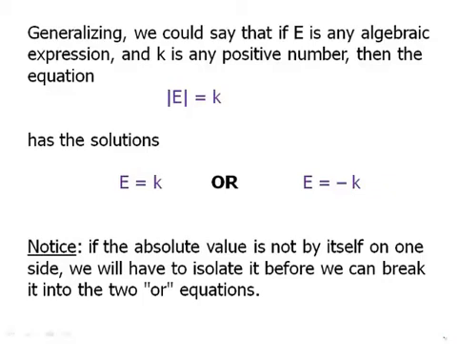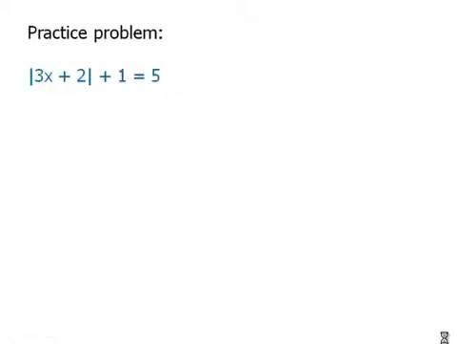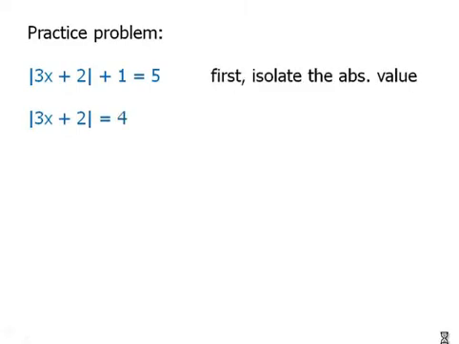Notice, if the absolute value is not by itself on one side, we will have to isolate it before we can break it into the 2 or equations. Here's a practice problem. Pause the video and then we'll talk about this. So of course with this, we have to isolate the absolute value first. We subtract 1. Once we subtract 1, then we're all set.